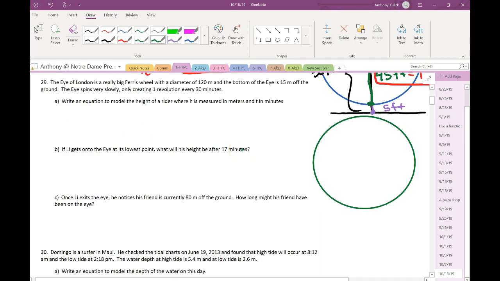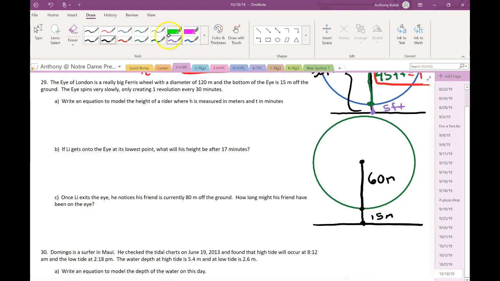It says that the Ferris wheel is 120 diameter. So I don't care so much about the diameter. What I'm more interested in is the radius. And we know that it's 15 feet off the ground, or 15 meters off the ground, excuse me. All right. So what is my value for the amplitude? That's the radius.